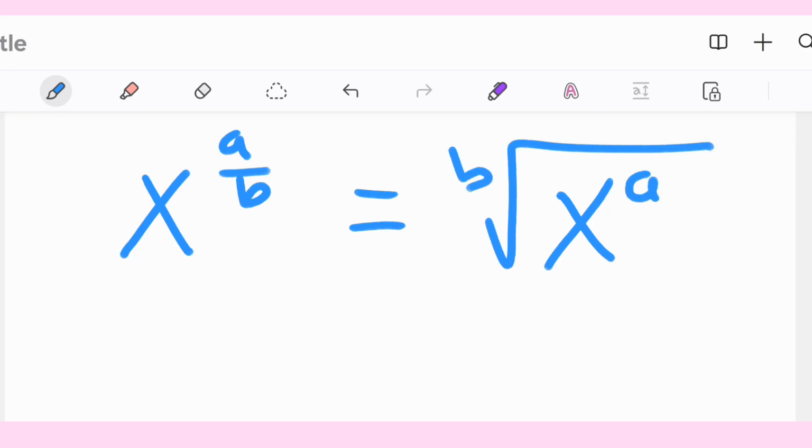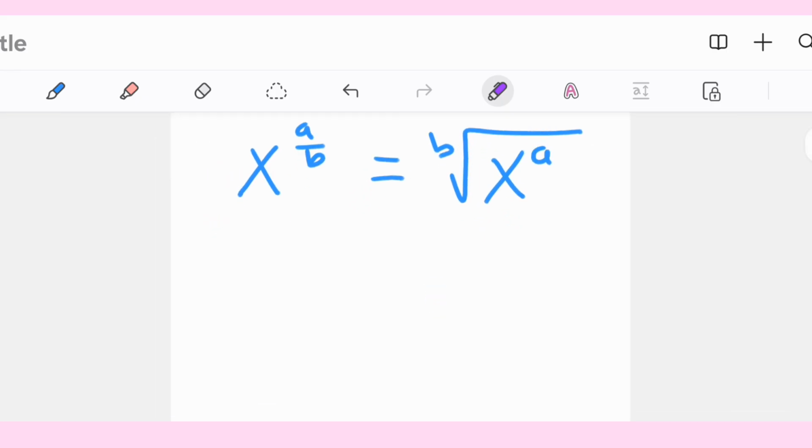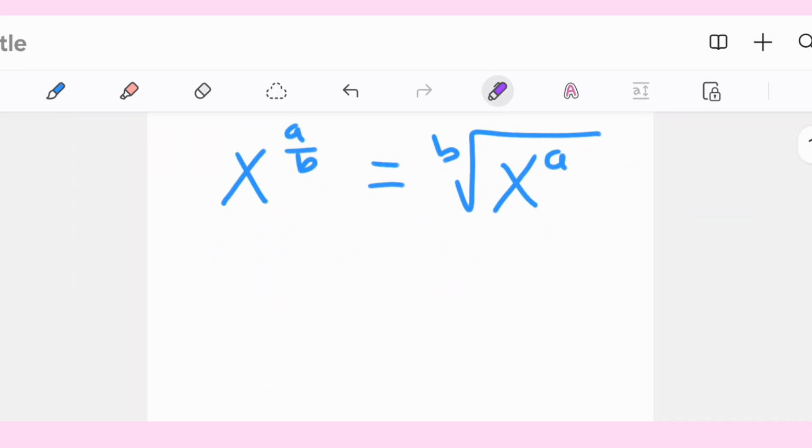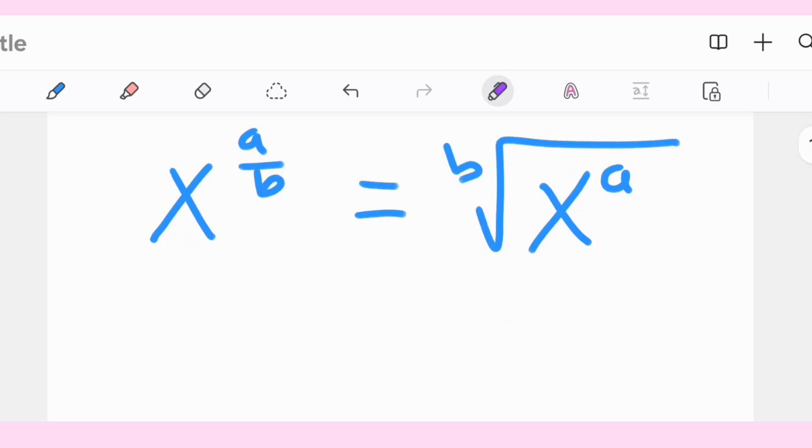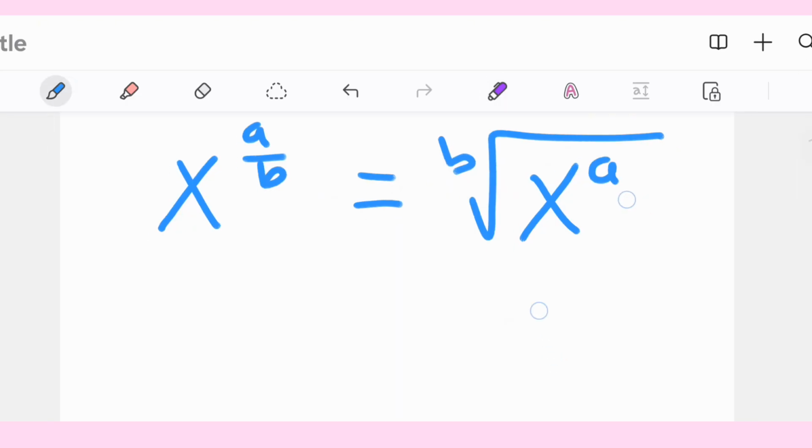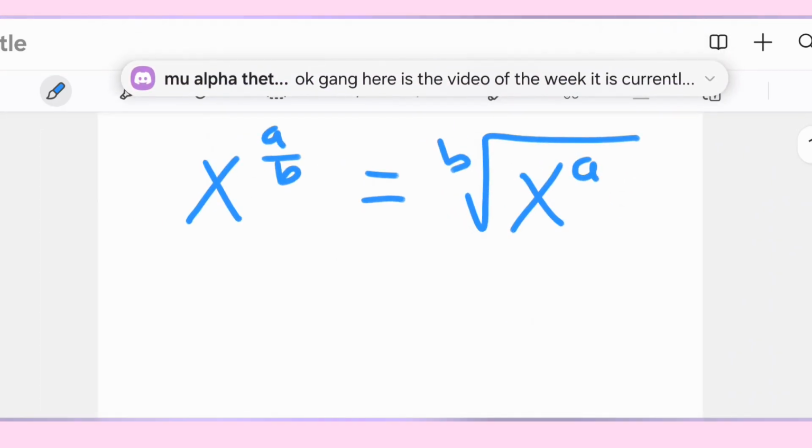Okay, so here we have x to the power of a over b, and then the b root of x to the a power. So this is literally just a basic formula that if you memorize this, you will have at least a good solid foundation.